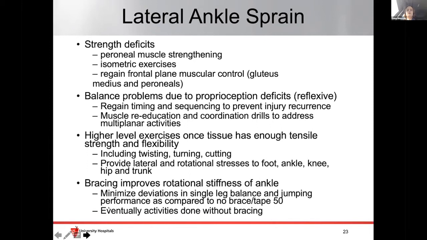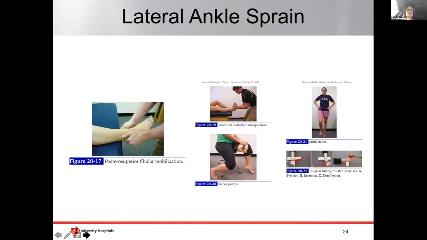Once you have good healing tissue, you can do higher level activities such as lateral movement, balancing, rotation, cutting, and twisting. These will be the ladder drills, the hop tests, and things like that. Bracing can be used to help with some of the proprioception and also athlete confidence. But really, our goal is to get them out of the brace and make sure that they have appropriate neuromuscular control.